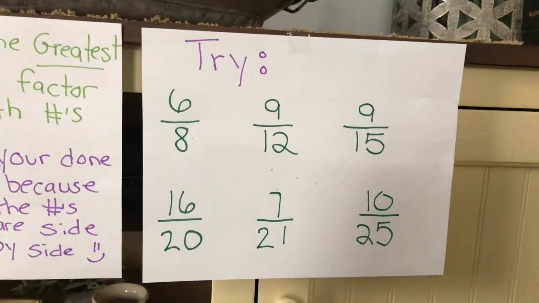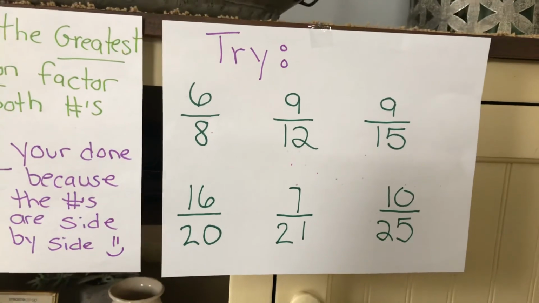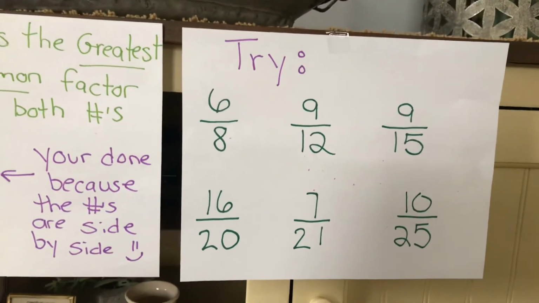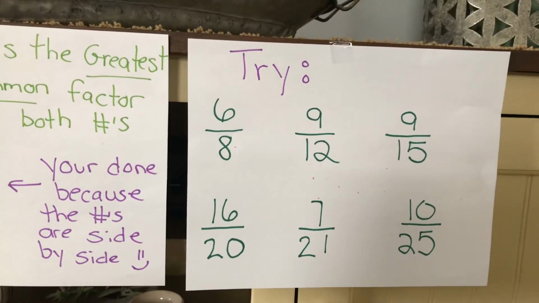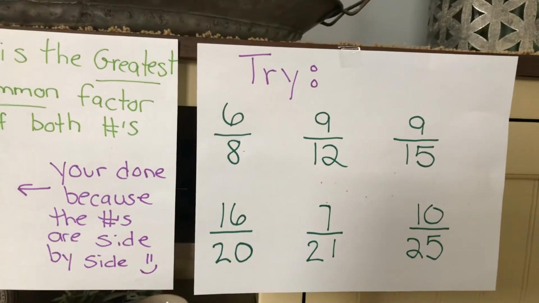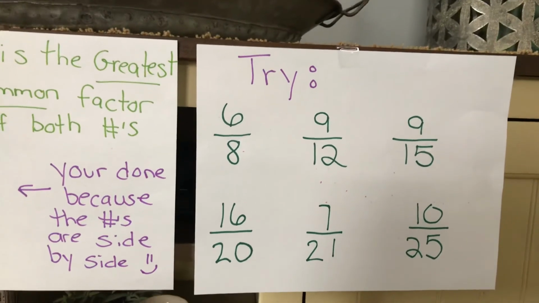So see if you can go back through the directions that I gave. List the factors for each numerator and denominator. Pick the greatest common factor of each one. Divide the top number and the bottom number by the greatest common factor, and you should get your answer.